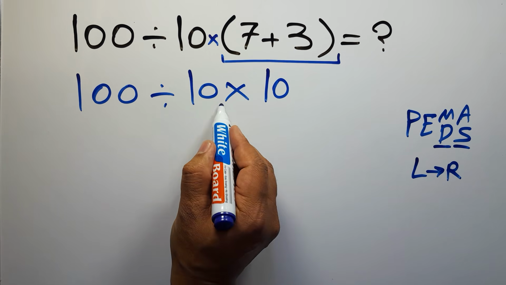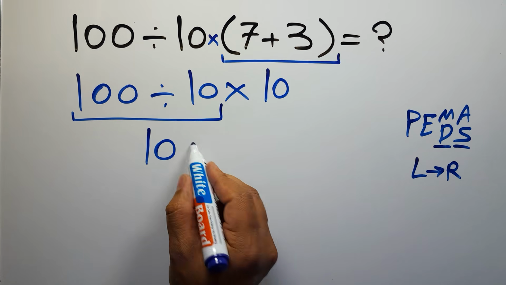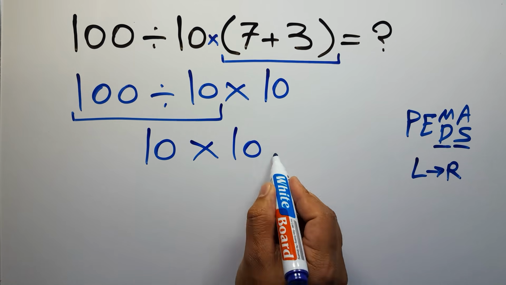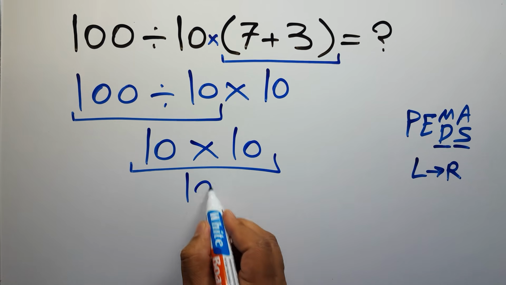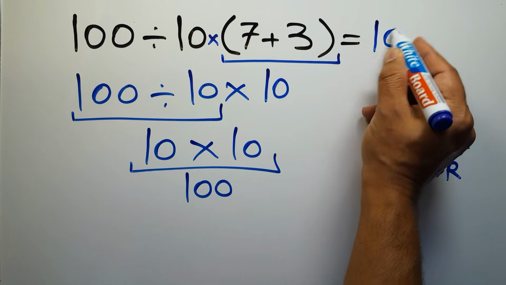100 divided by 10 gives us 10. So we have 10 times 10, which equals 100. And this is our final answer to this problem. The correct answer is 100.